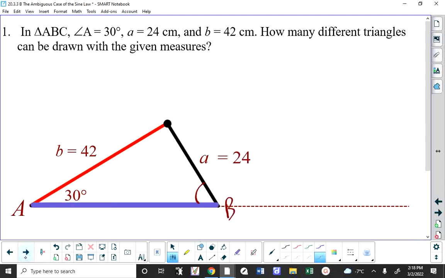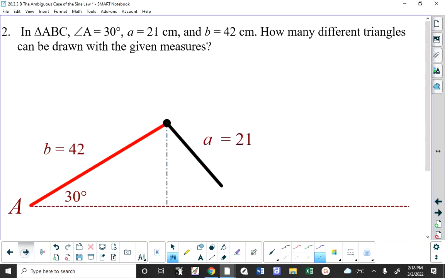Yeah. So let's take a look at number 2 now. Number 2 says, oh, look at that, 21. If we change this entire setup so that side A is 21, take a minute and draw that. And maybe you don't want to draw the dangling side just yet. But you want to draw the basic setup so we have 30 degrees and then we have side B is 42. And the swinging side, the dangling side is side A, which is 21.